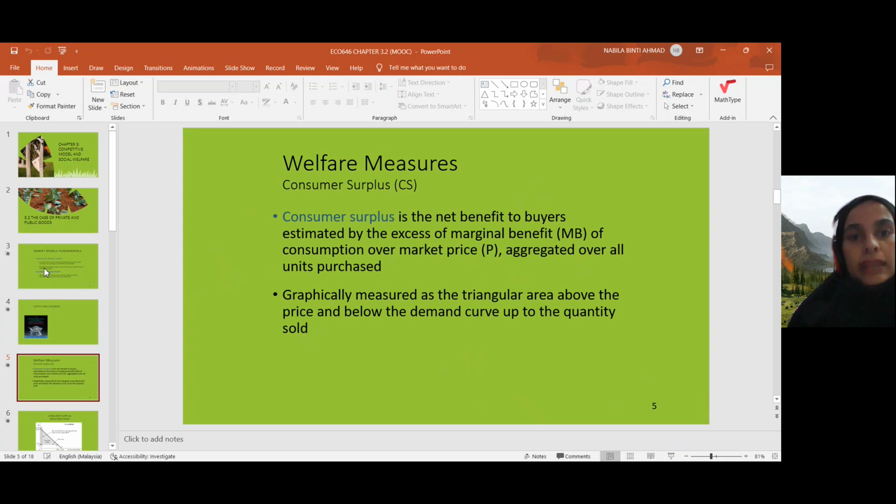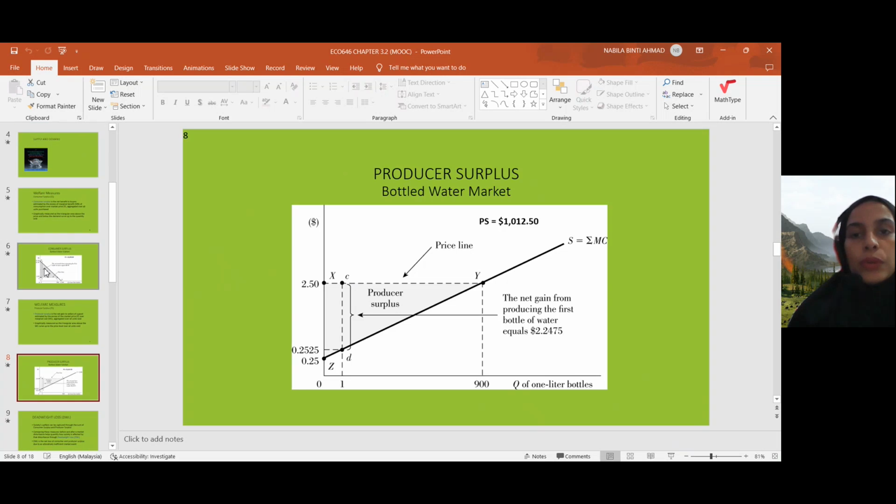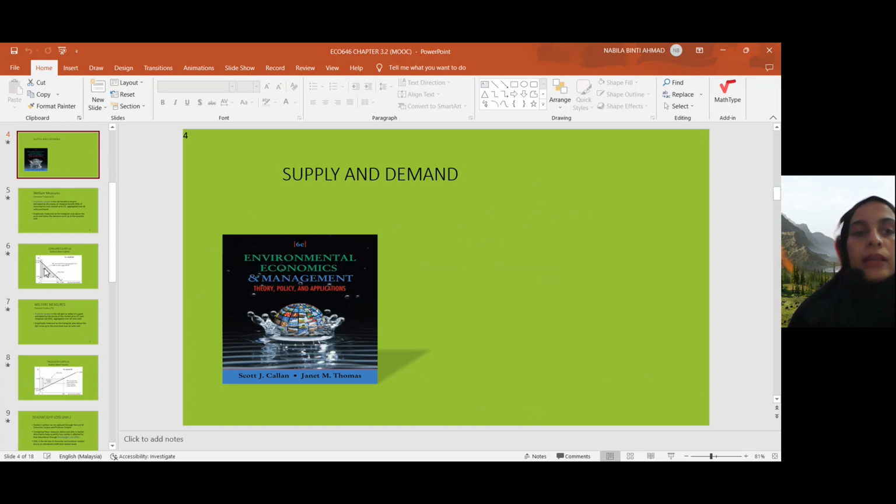And then we're going to look at the supply and demand, all right? So as you all know, supply is the willingness of producers to sell goods and services at specified prices. And demand is the willingness of the consumers to buy goods and services at specified prices, right? So the interaction between demand and supply is known as market, right?